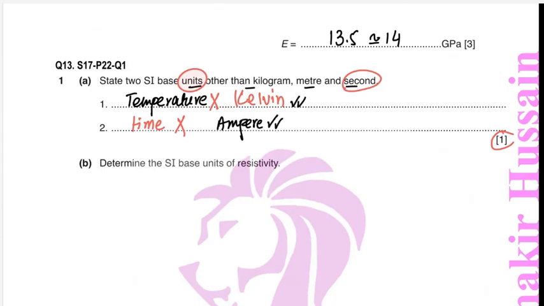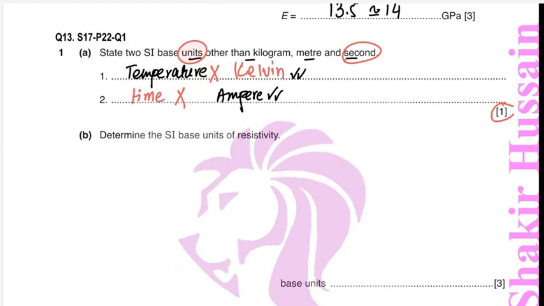Determine the SI base unit of resistivity. So what is resistivity? From your IGCSEs, you can recall the formula. Resistivity is resistance into length over area. Oh, sorry. Area over length. Resistance was rho L over A, so resistivity is resistance into A over length, right? So we have to find the base units of resistivity. Now what is resistance? Resistance is voltage over current, right?